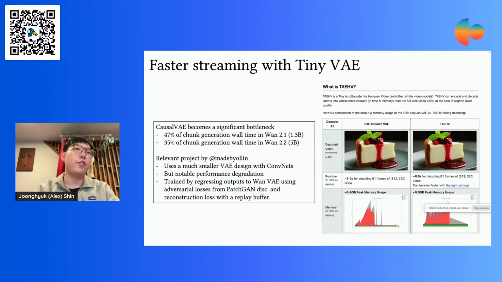There's a relevant open source project called Made by Olin. It uses a much smaller VAE design with convnets. They have pretty bad performance. They show a performance drop quite a bit, but they're still very fast. Sometimes it's not really noticeable if you only use relatively simple motions or slow motions. The way they train is by simply regressing the output of one VAE using an adversarial loss with a patch discriminator, and the reconstruction loss with a replay buffer from GAN papers.